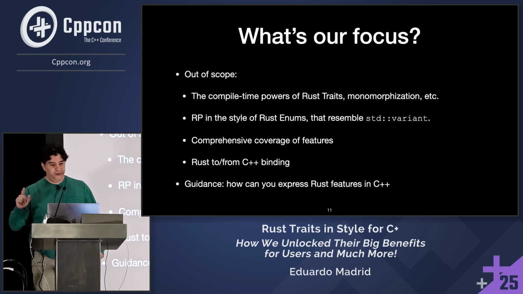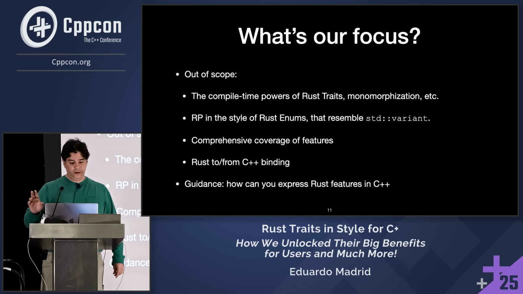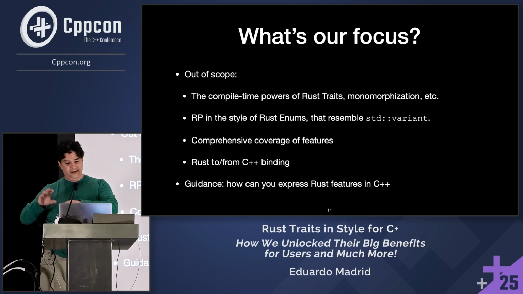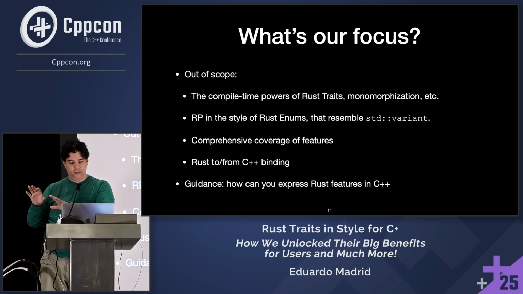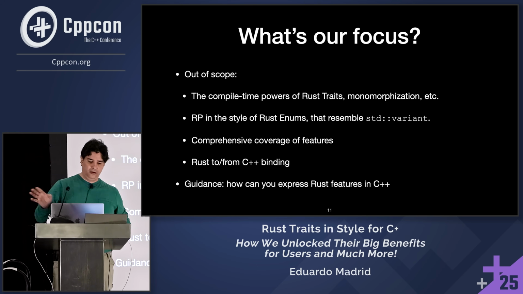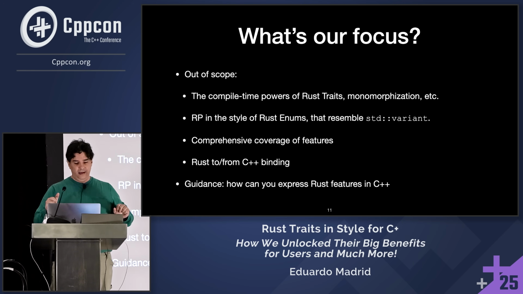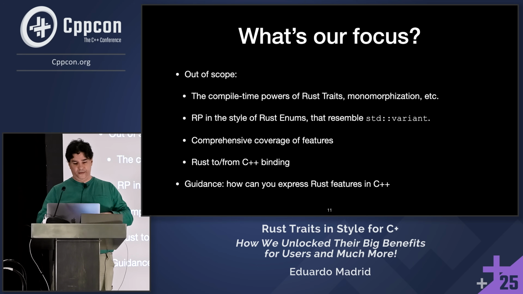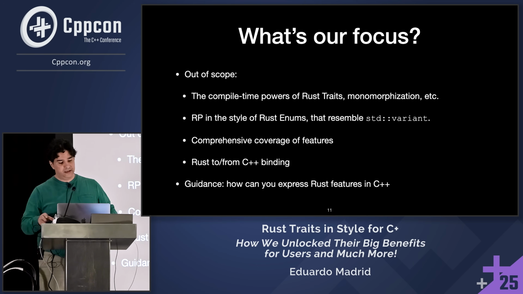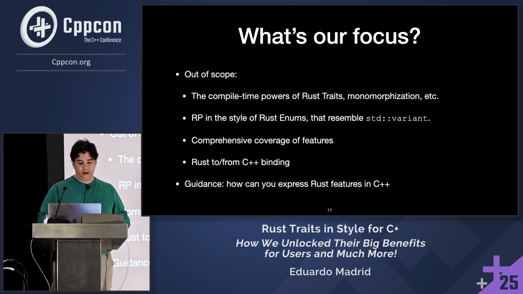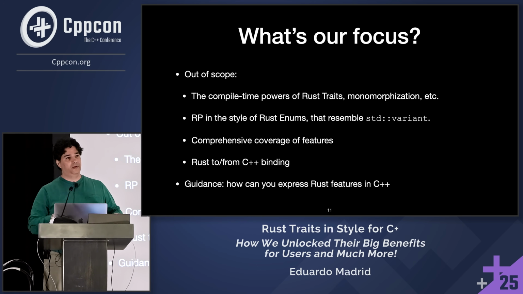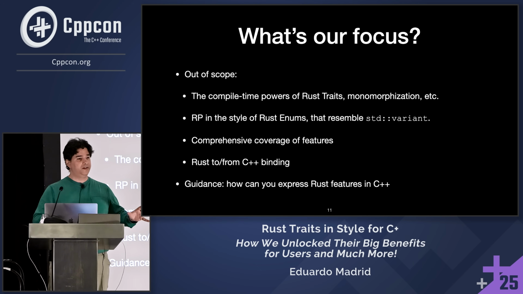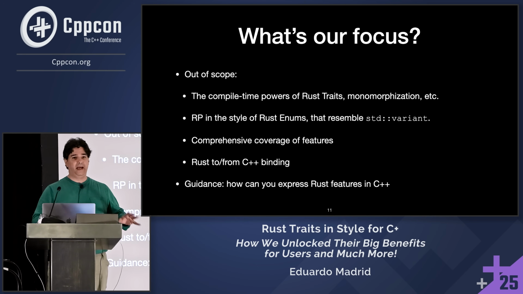Before our focus is, what we are not going to talk about is the compile time powers of Rust traits, things like concepts like monomorphization and those things. We're not going to talk about the runtime polymorphism in the style of Rusty enums that resemble std::variant. We're not going to be doing comprehensive coverage of all the features and options, nor are we going to be talking about Rust to C++ bindings.